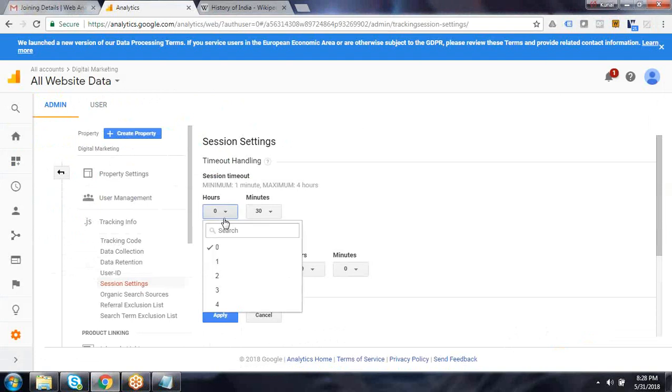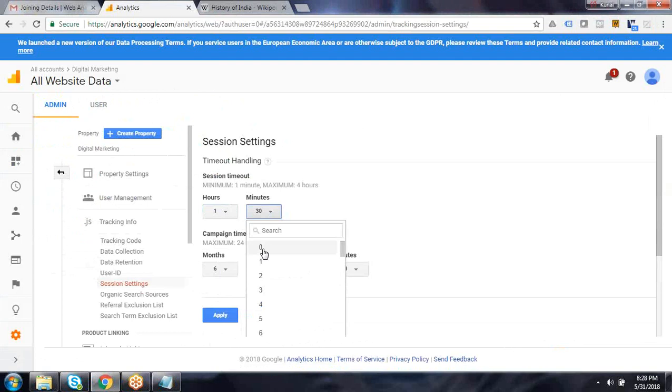Great. So I can change my session timeout duration from 30 minutes to 1 hour 30 minutes, 2 hours, or whatever I want. If you have a content website or a video website where people might not click on something for more than 2 hours or 3 hours, in that case you can adjust the session timeout duration from here. Make sense to all?